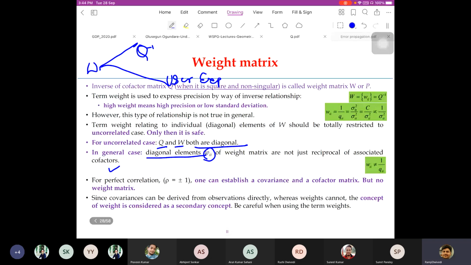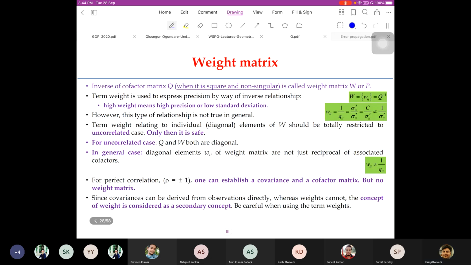For perfect correlation, which is rho positive one and negative one, you can establish a covariance and cofactor matrix, but no weight matrix. Please remember, the weight matrix is always associated with observations, and it will only follow this relationship of inverse of the cofactor matrix in the case of uncorrelated observations.